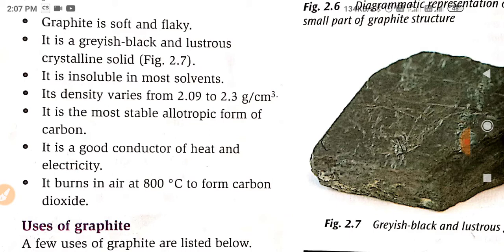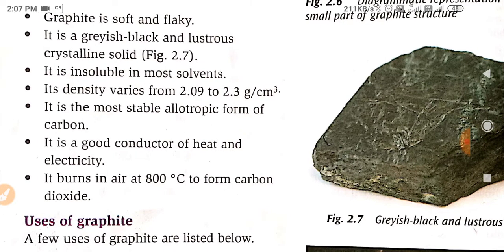It is a good conductor of heat and electricity. As we know, diamond is a poor conductor of electricity. It burns in air at 800 degrees centigrade to form carbon dioxide.